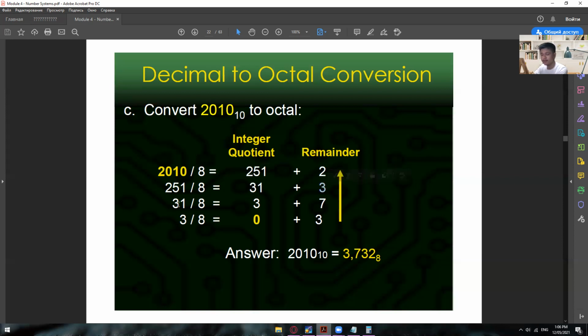And then 31 divided by 8 is 3. So 8, 16, 24. So 31 minus 24 is 7. So that is our remainder. And then 3 divided by 8 cannot be. So just put here 0, and then whatever is the final result in the integer quotient, just copy as it is as your remainder. So again, once this one now is 0, then that's the time that you will stop dividing the integer quotient. And then you may now start reading the remainder from bottom to top. So 3732 base 8.